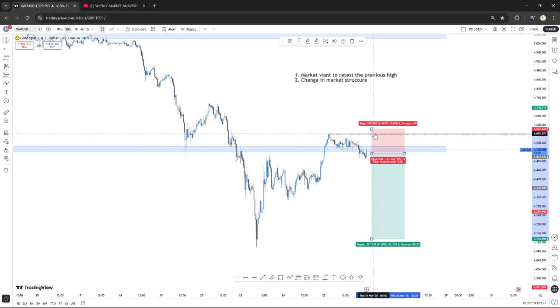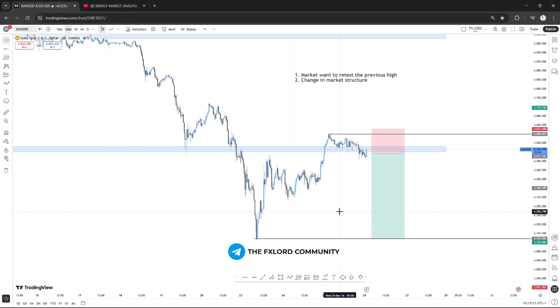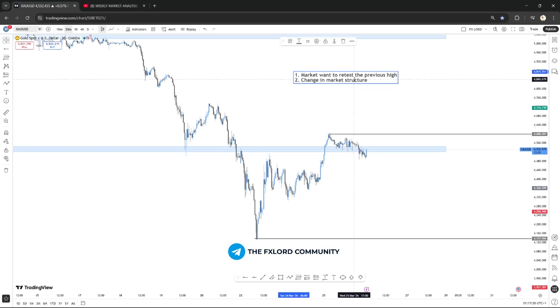Your stop loss above the previous high, and your take profit at the previous low, where you had the last low. So you're going to have your take profit just right here, at the previous low. All right, so that is that for market structure. This is just the basics.